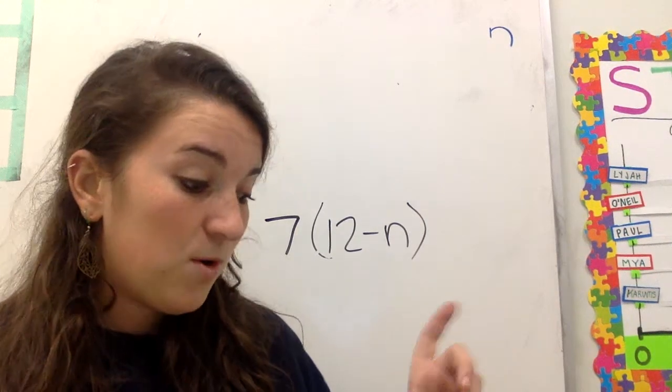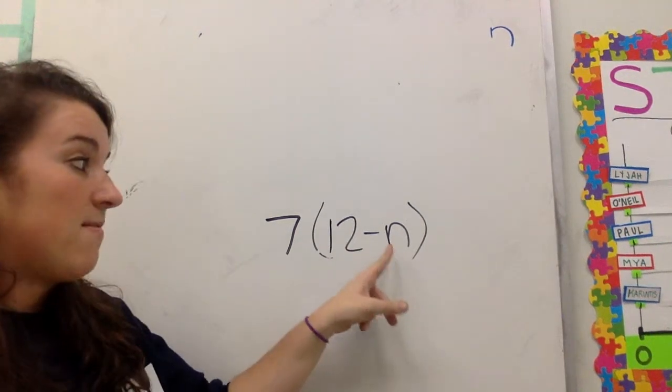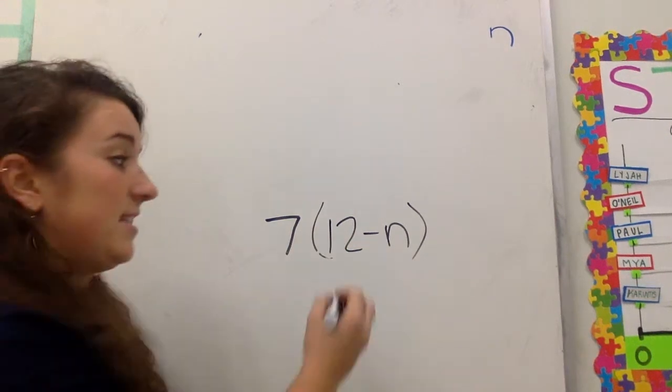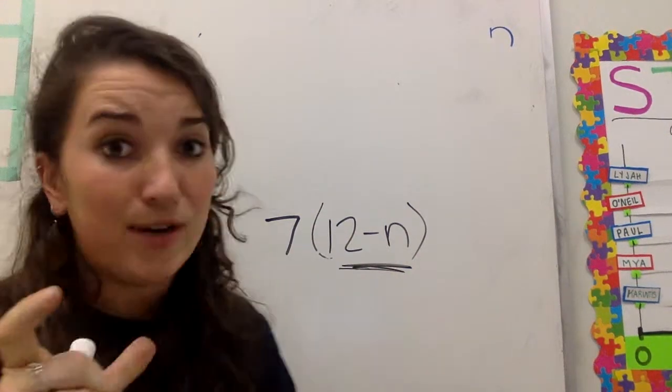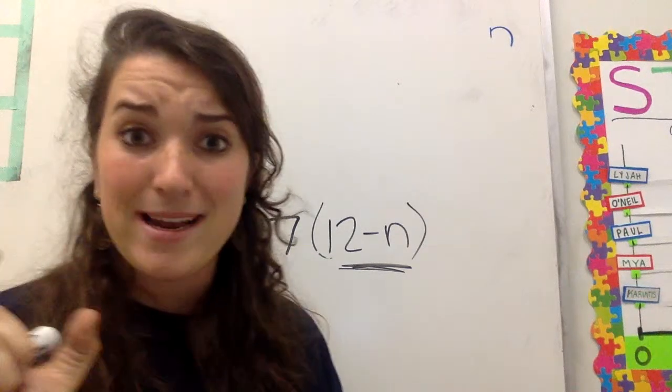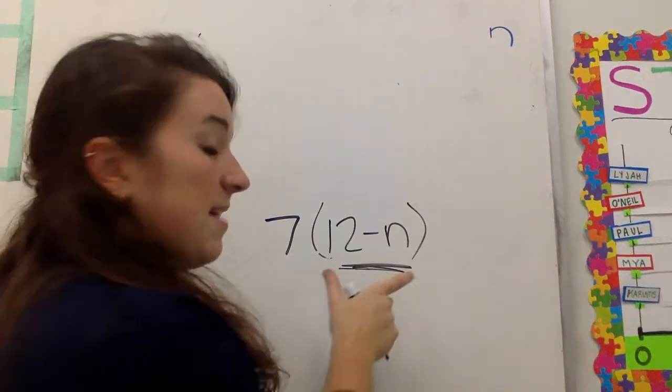So again, we saw that word difference. We put the 12 minus n in parentheses because it needs to stay together as one unit. We can't split up that 12 minus n because together it makes the difference.